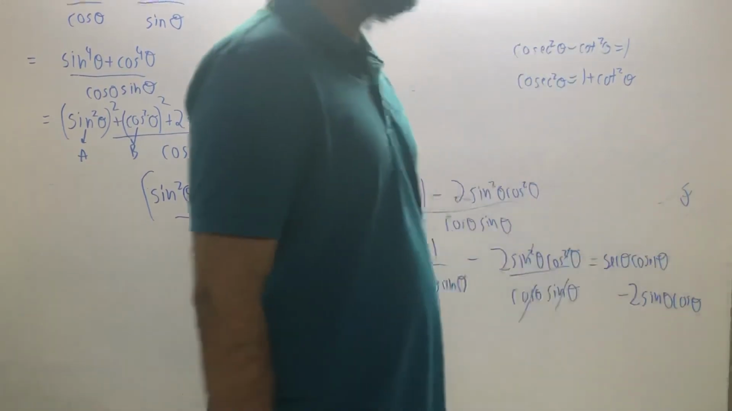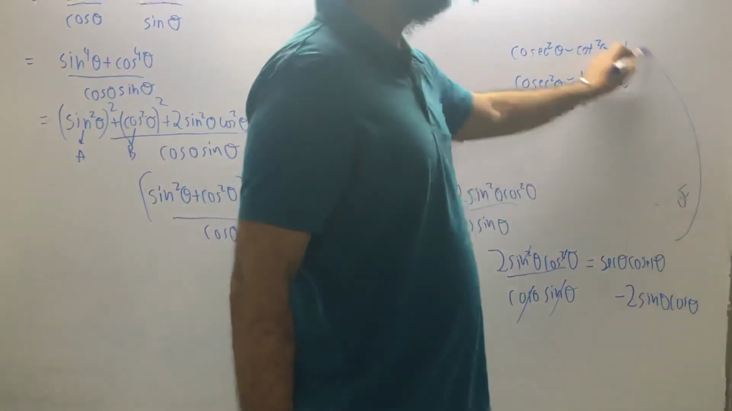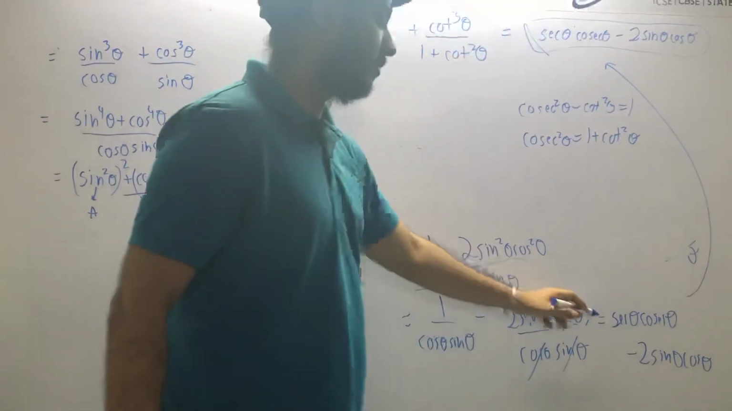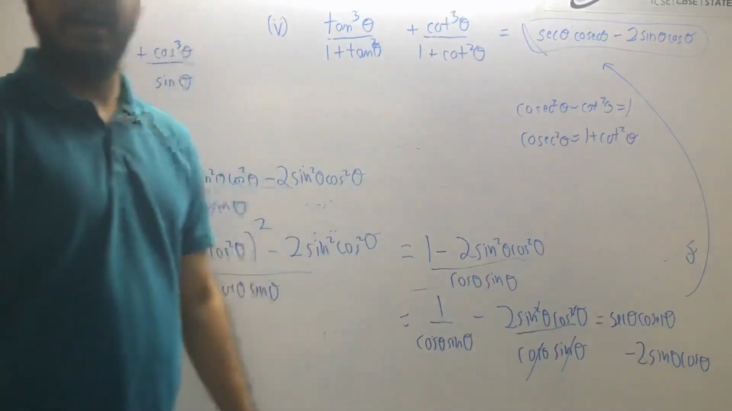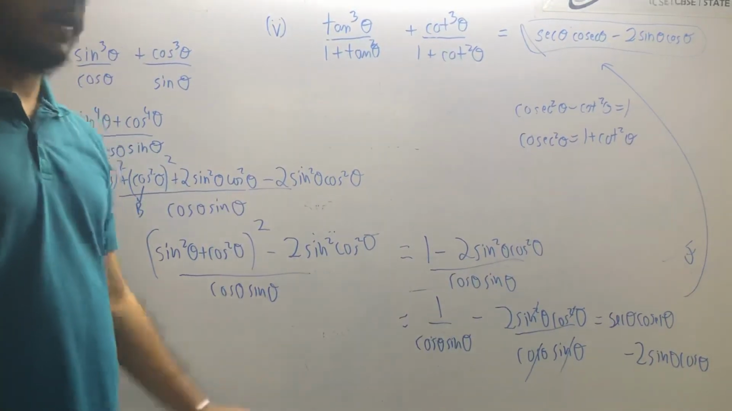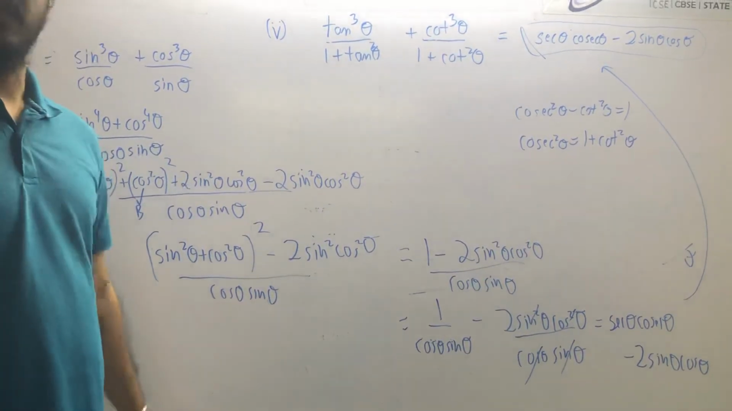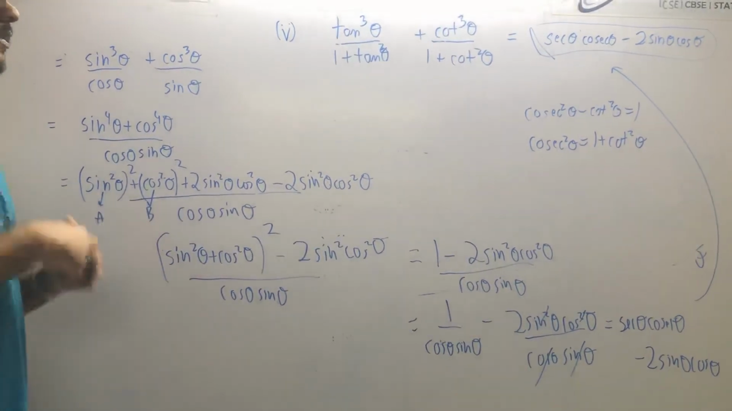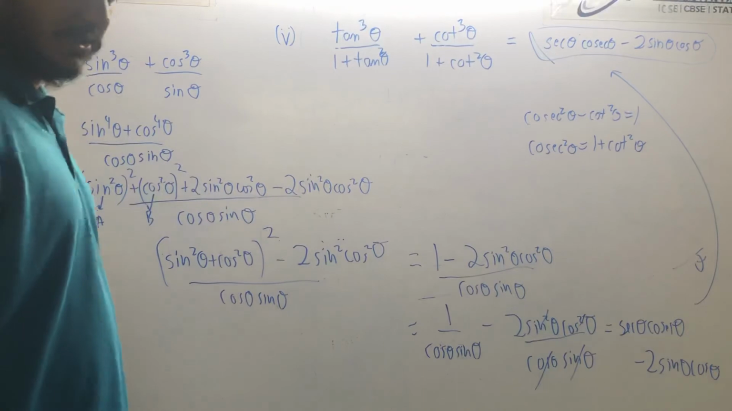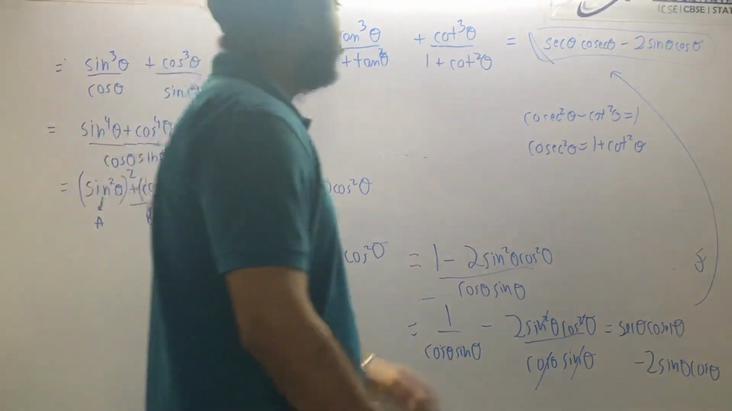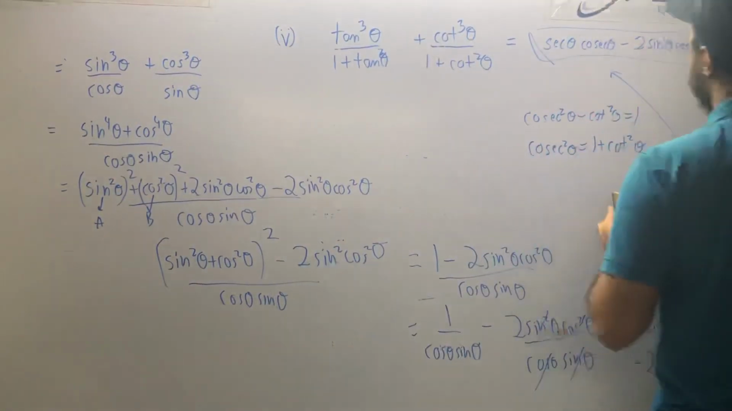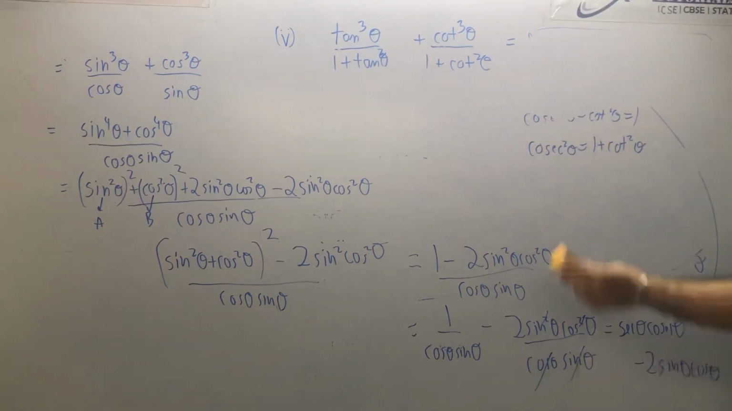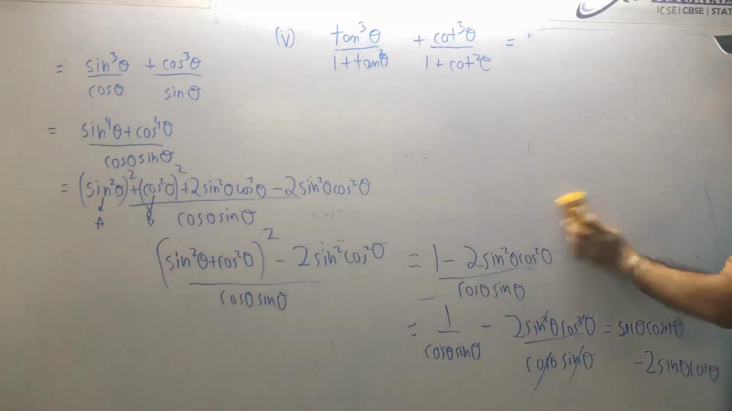So this is your left hand side and it is equal to your right hand side. Hence it is proved. You have to write here hence proved, or hence verified. A little bit complicated question, but it's not that difficult. Okay. So this was the fifth part. This question will be at least a 5 marker if you get it in your exam.